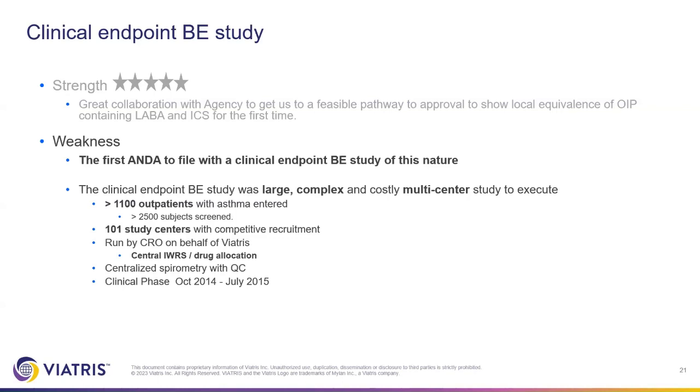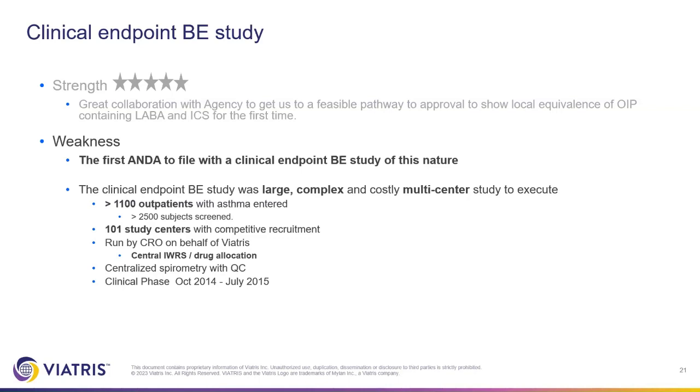You know, I come from an innovator background, so large and complex studies are something within my experience, but the costly nature of this type of study is somewhere in the region of $30 to $50 million to be able to execute this type of study. And we needed over 1,000 subjects. We screened double that amount. That meant we needed 101 centers in the US.